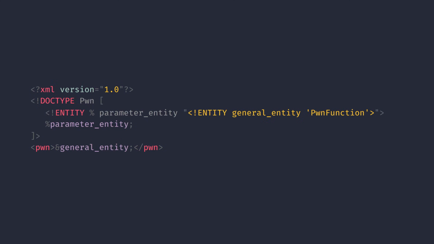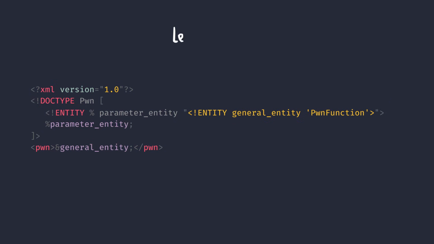Consider this example. We have an internal DTD, or document type definition, and we have defined a special type of entity called parameter entity. This lets us do some crazy things, like defining one entity inside another. Parameter entities are only allowed to be referenced inside a DTD. Below the definition, we have our main markup, that is pwn_tag, and we've referenced a general entity inside of it.